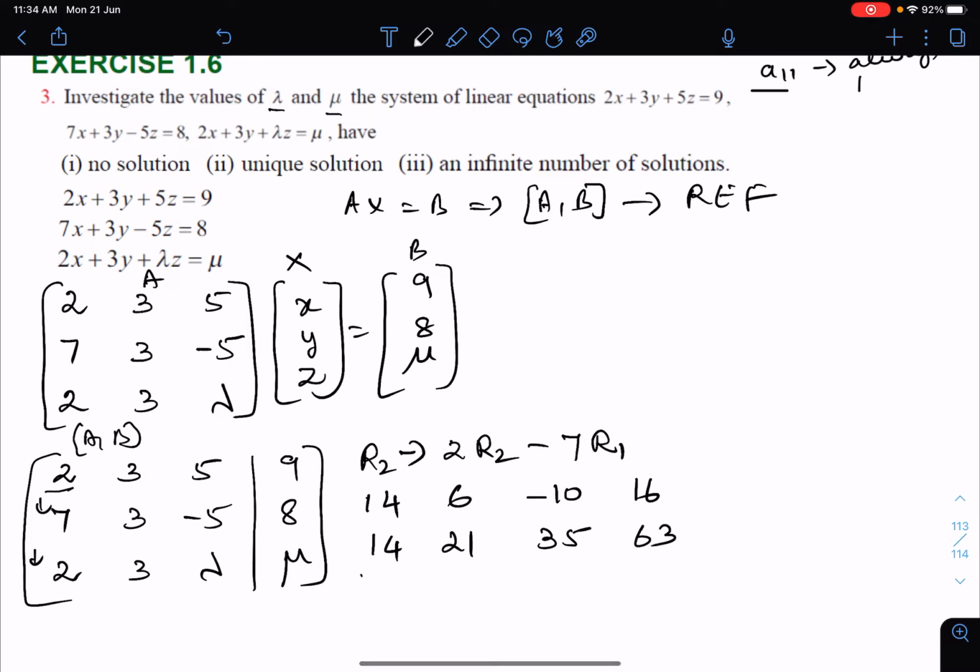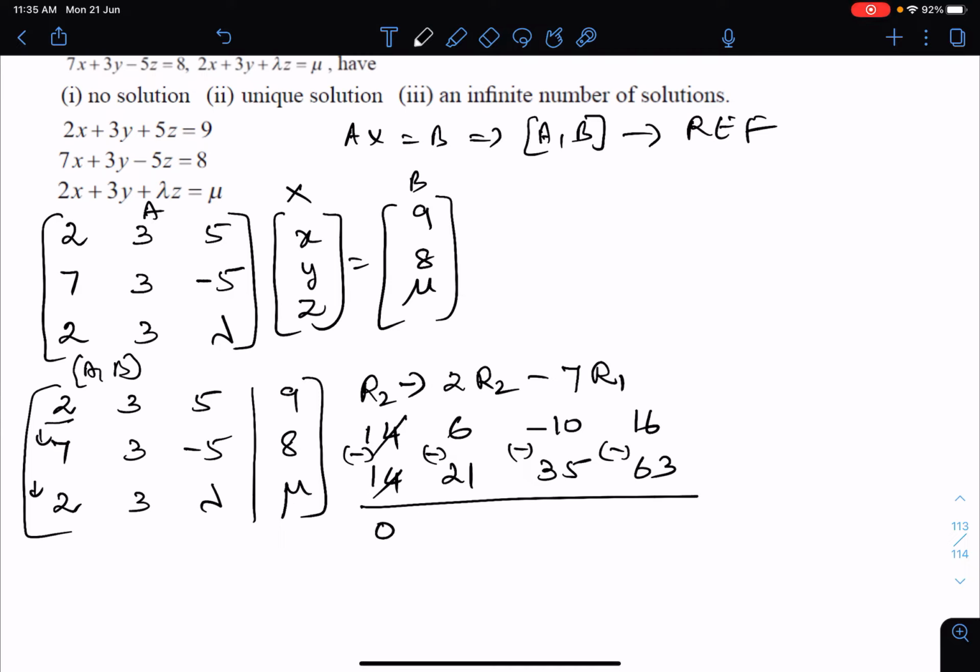Now change your sign. All the plus becomes minus. Here everything is plus, so these are equal and opposite and you get 0. And 6 minus 21 will give you minus 15. Both are of the same sign, so you will get minus 45. And here 63 minus 16 is going to give you minus 47.